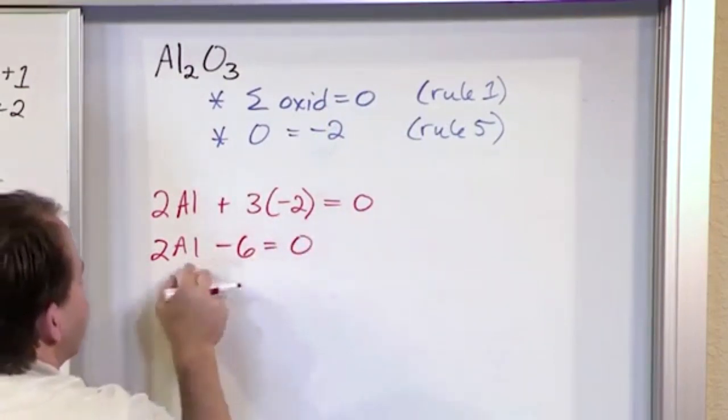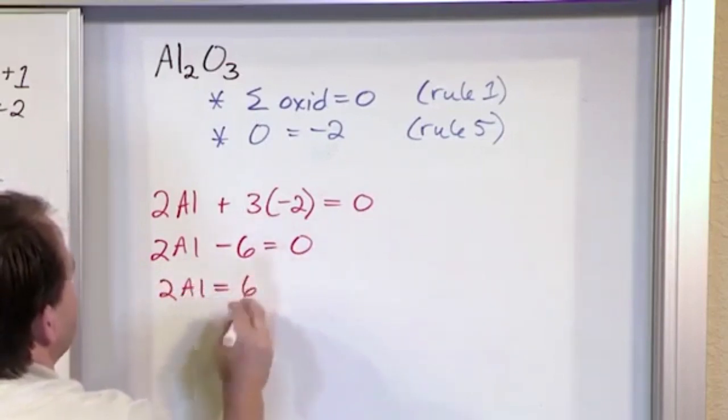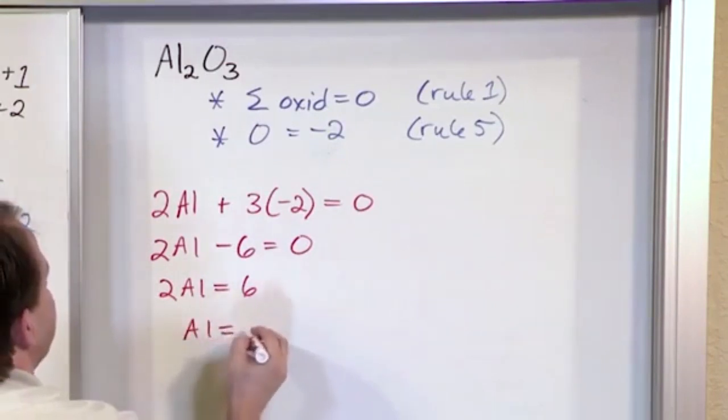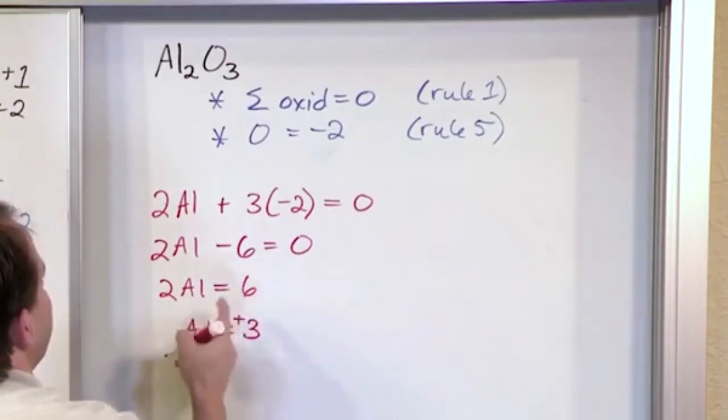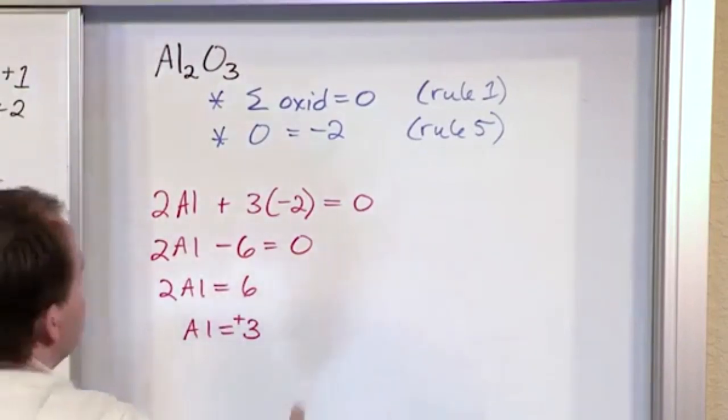And then I move to solve for Al, I move 6 over here. 2Al is equal to 6. And then to get aluminum by itself, I divide by 2. So Al is equal to positive 3. And that is the answer there. So that's the oxidation number of aluminum in this compound.